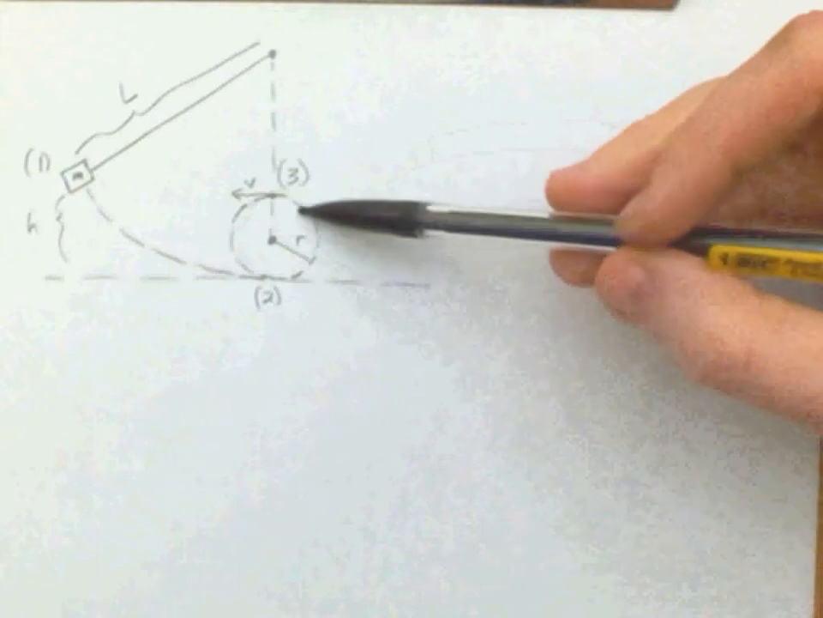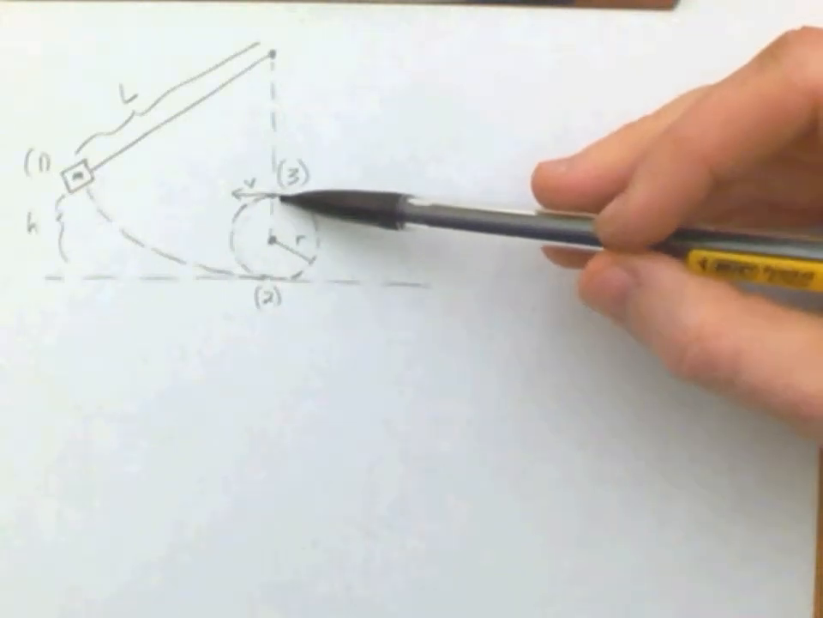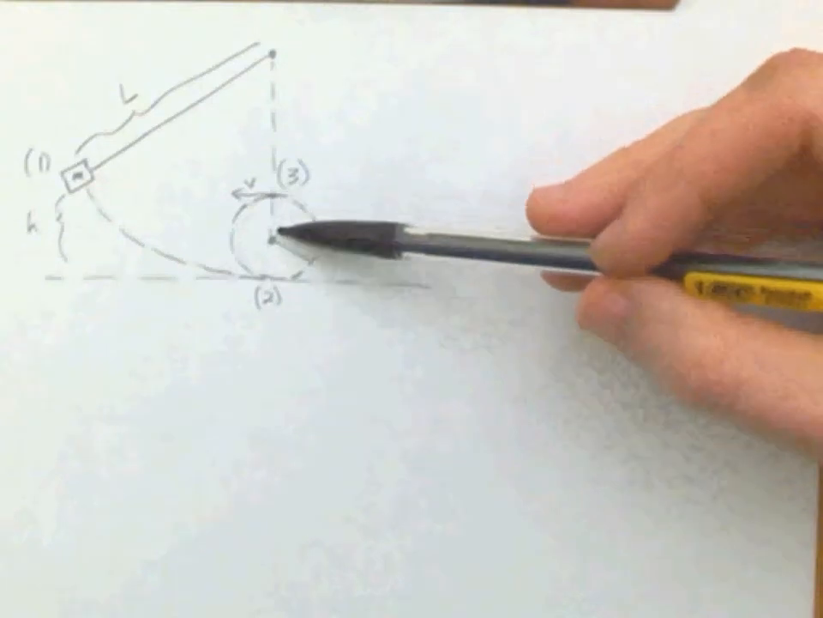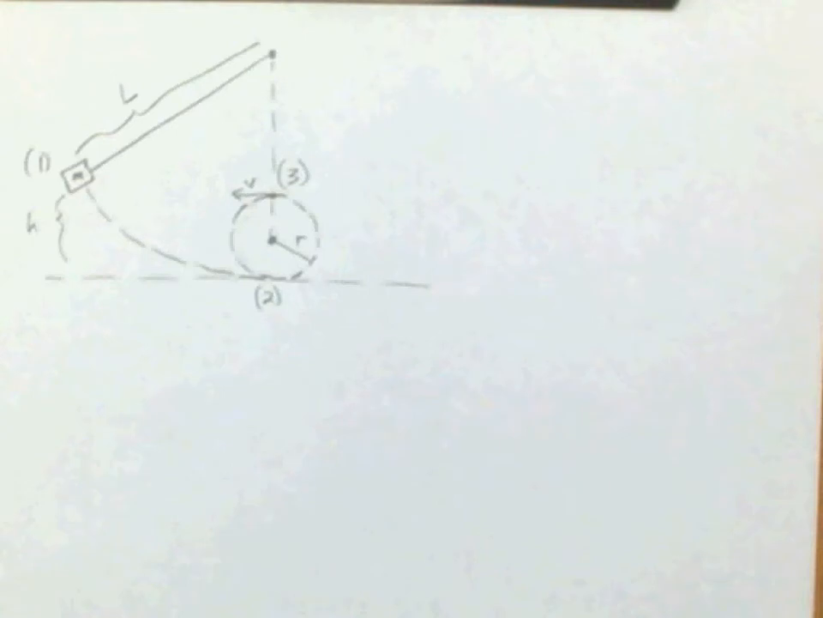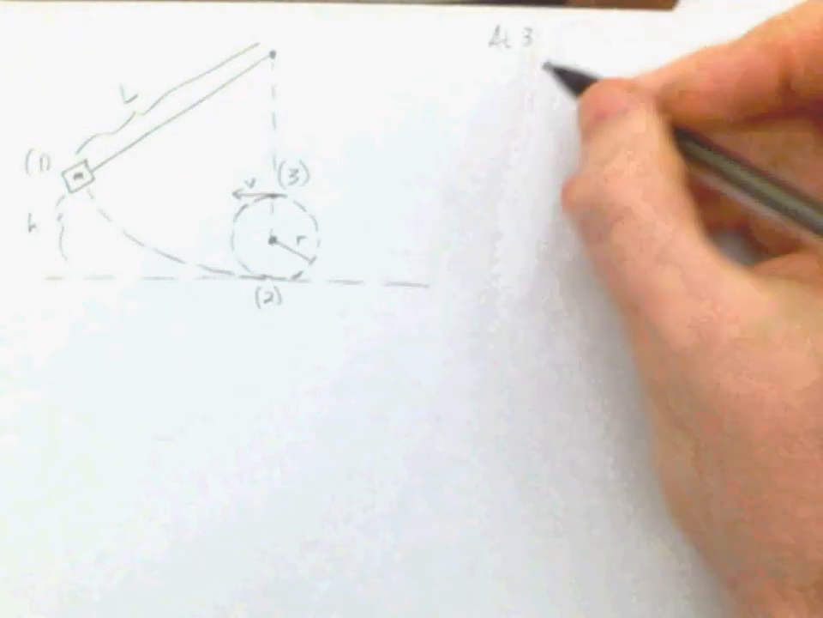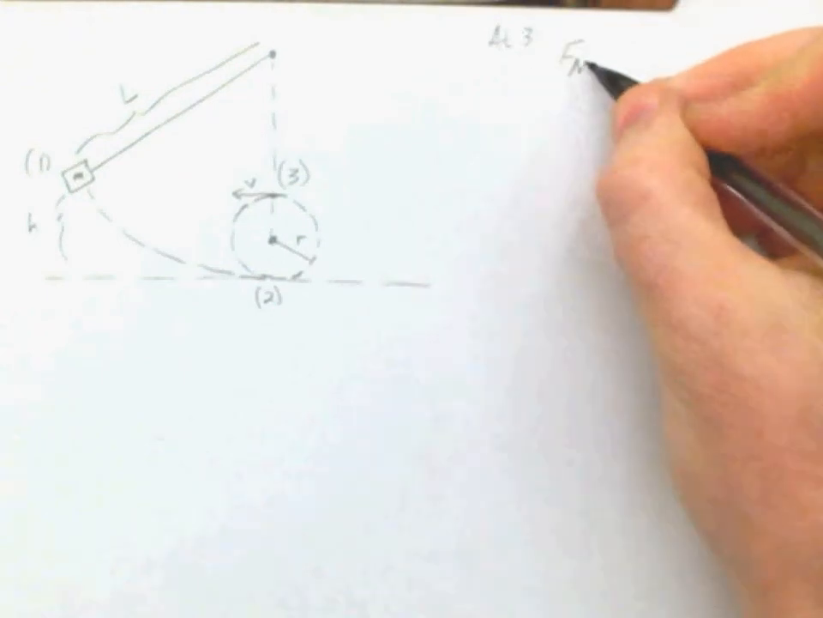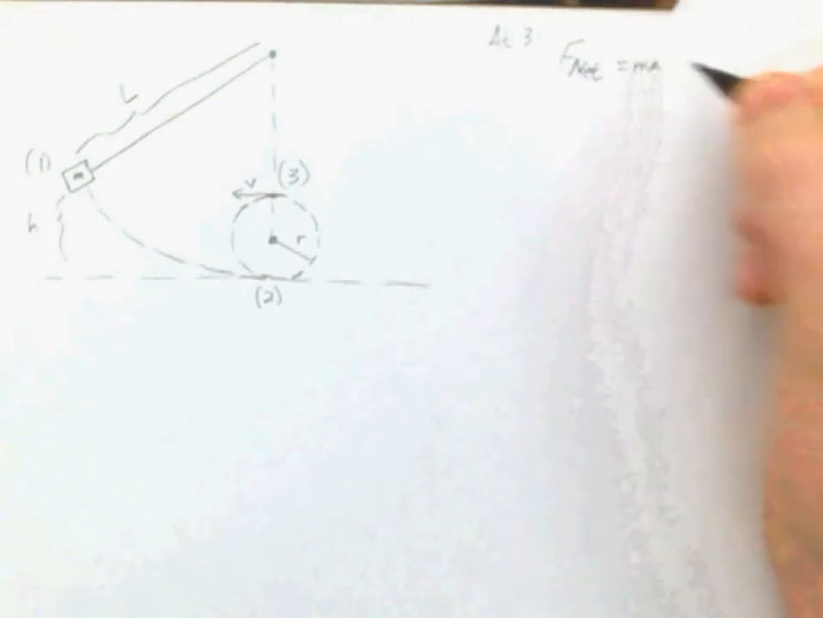Kind of like on a roller coaster. If you're not going the right speed here, on a roller coaster there are safety measures to make sure you can make that loop, but here there are not. So you have to have a certain speed to keep tension in the rope to make it go around in a circle. Okay. So what we're going to do first is start solving that spot. So at 3, we want to apply net force equals mass times acceleration.